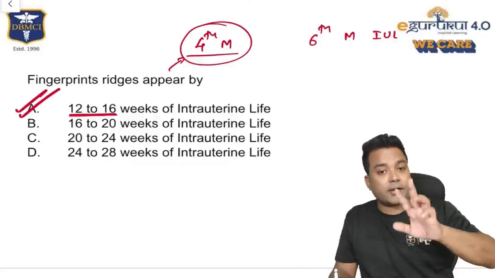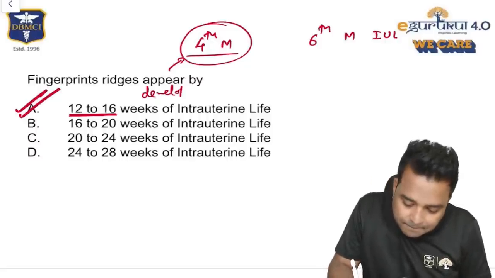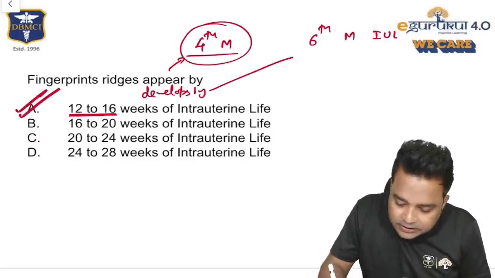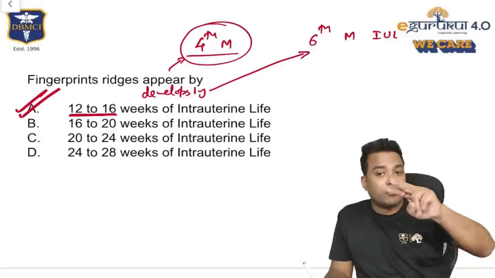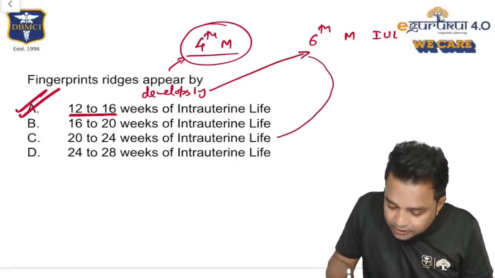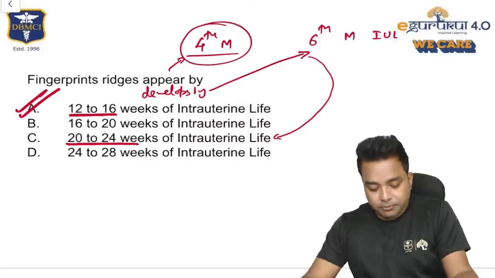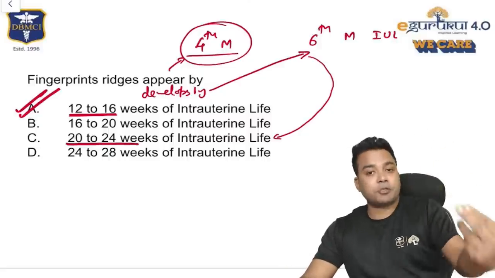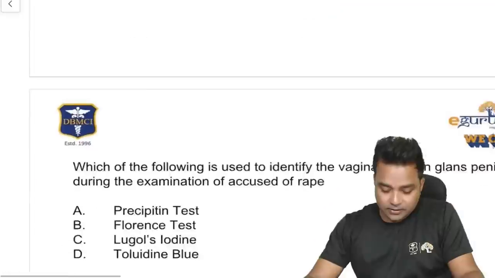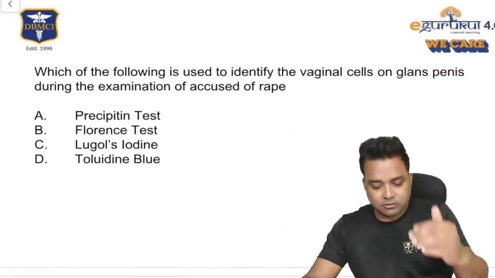The moment I write fingerprint ridges develop by, what I mean to ask, this value 6 into 4 is 24 and there your best answer will go with 20 to 24 weeks. So it develops by 20 to 24 weeks, it appears by 12 to 16 weeks in intrauterine life.